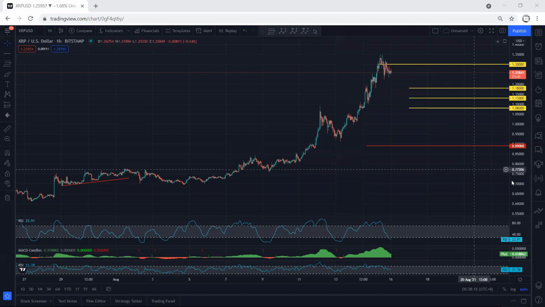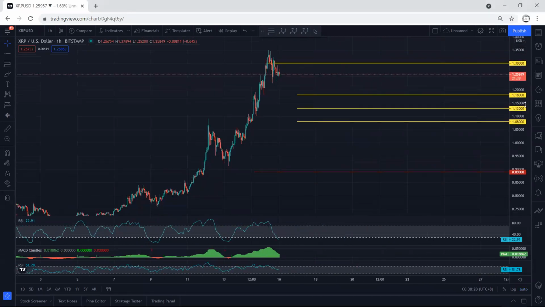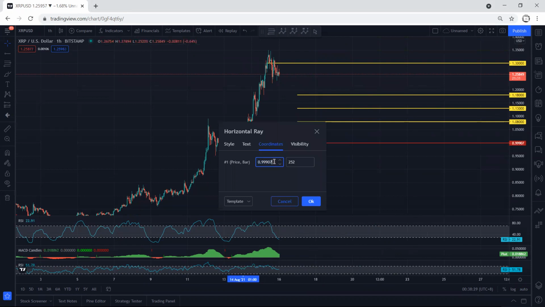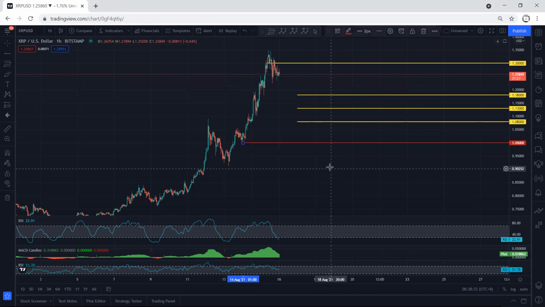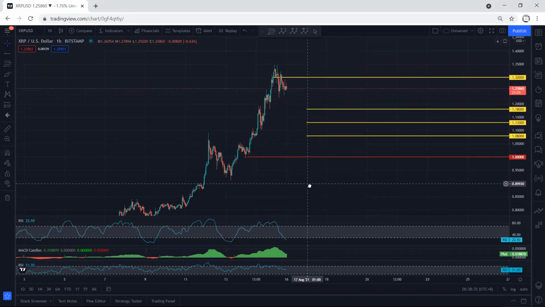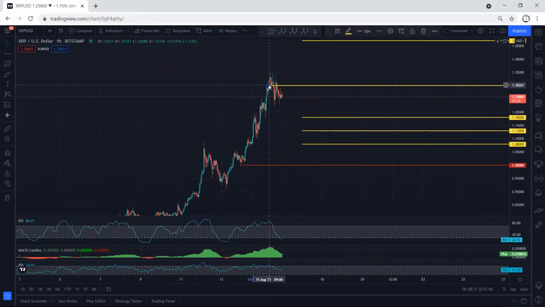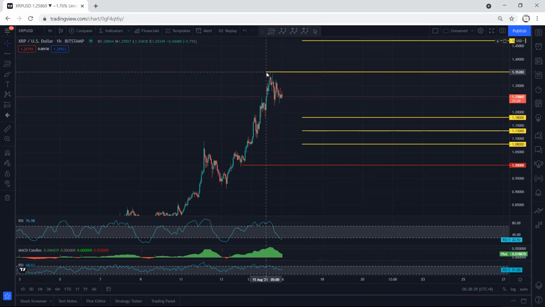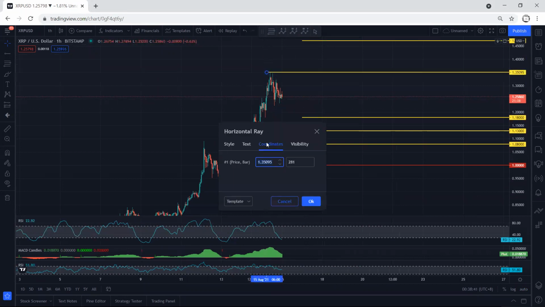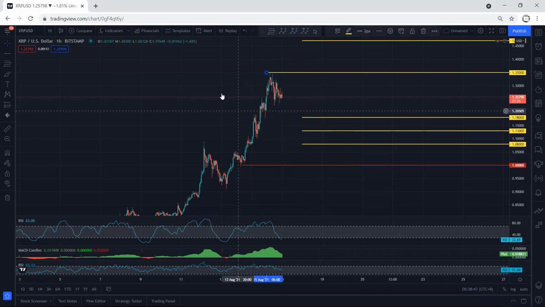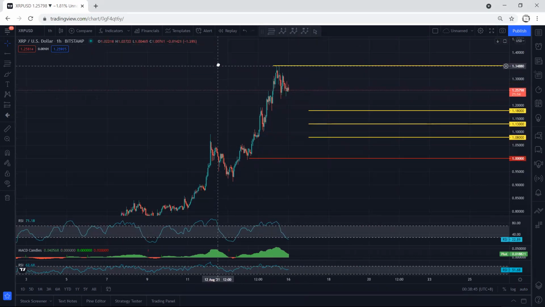Right now, traders who want to keep the trade for the long term may move their stop loss somewhere around here, around 1, at least if they want to keep the trade long term. And right now we put our line here because the only resistance we're looking for is 1.35. We want to see whether the price can break 1.35 or not.